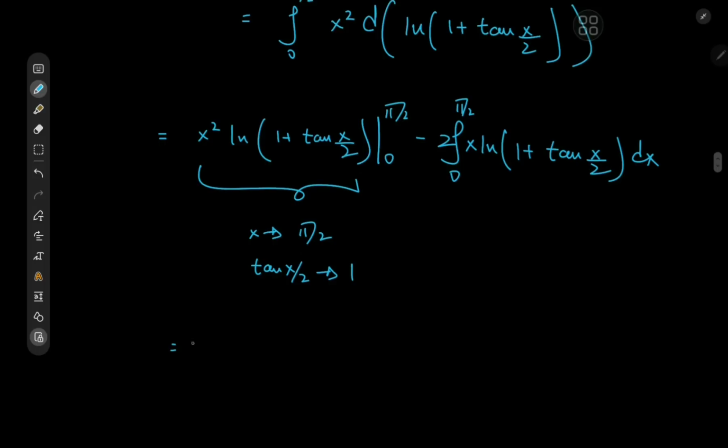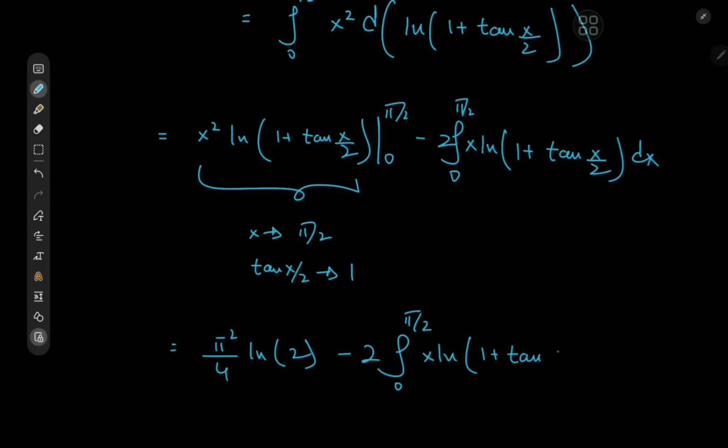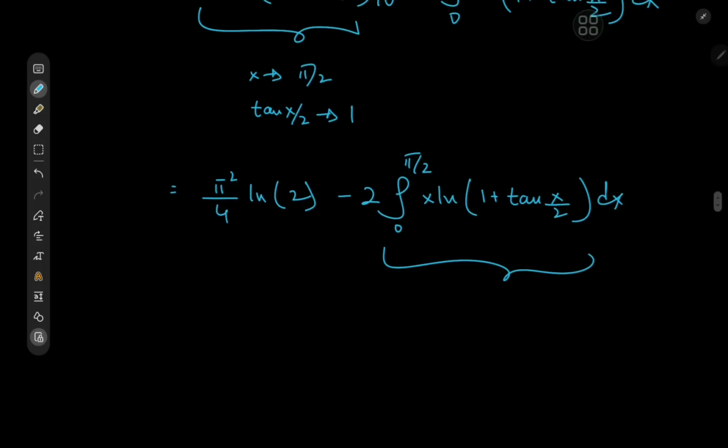So that means for the upper limit, we have pi squared by 4 times the logarithm of 2 minus, as x approaches 0, of course, we get a 0 term, minus twice the integral from 0 to pi by 2 of x times log 1 plus tangent x by 2 dx. And we'll call this integral I sub 1 and shift our focus to this one.